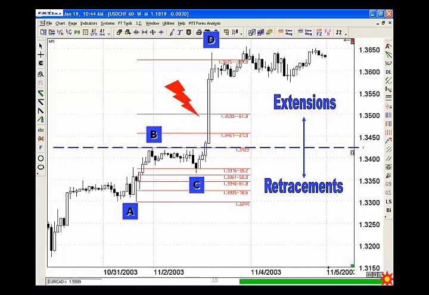Now let's look at this in the chart. Look how we spread our Fibonacci from A to B, and we start looking at where it could bounce. And these are our 3 levels.